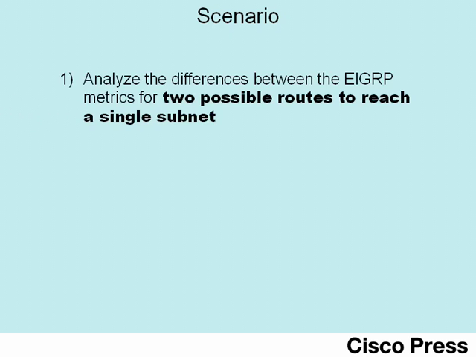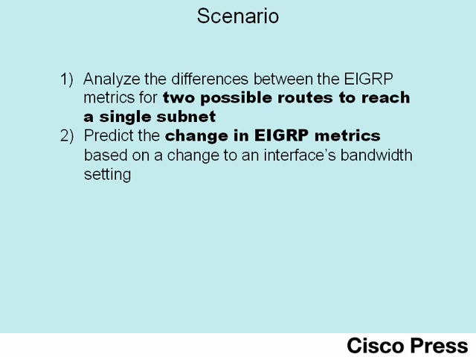This video uses two main scenario steps to demonstrate how EIGRP works with metrics. In the first step, you'll analyze the differences between the EIGRP metrics for two possible routes to reach a particular single subnet. In the second part, you'll predict the change in the EIGRP metric calculated by a particular router based on the changes to that interface's bandwidth setting.